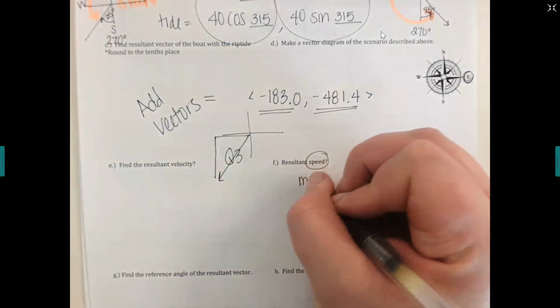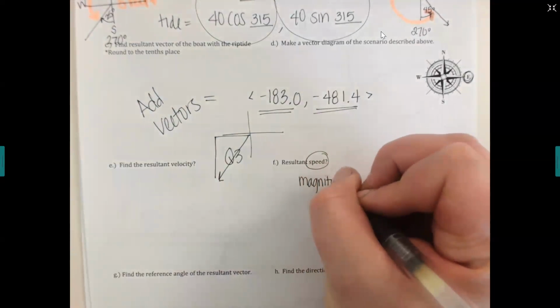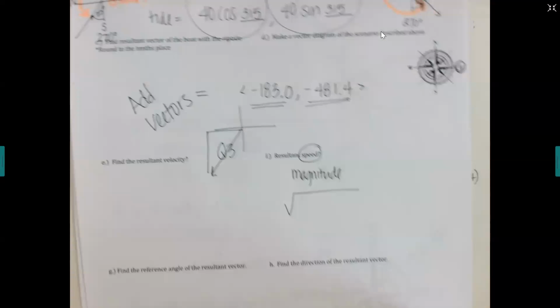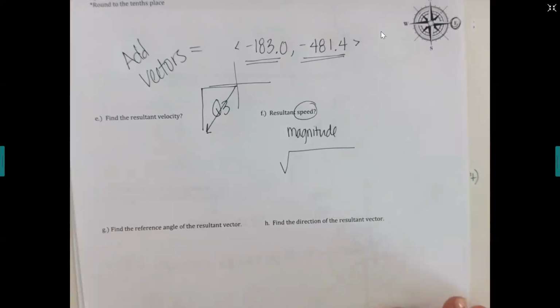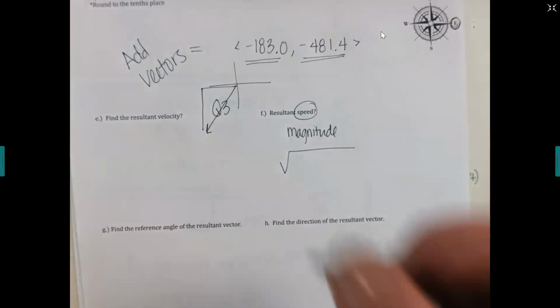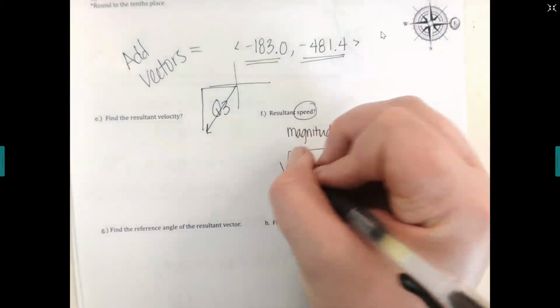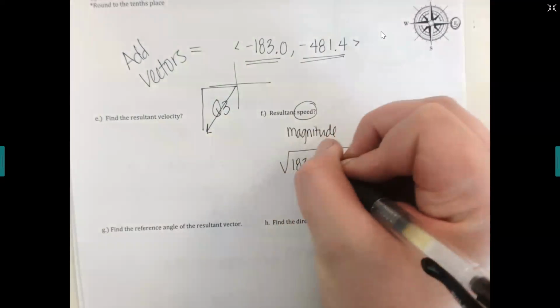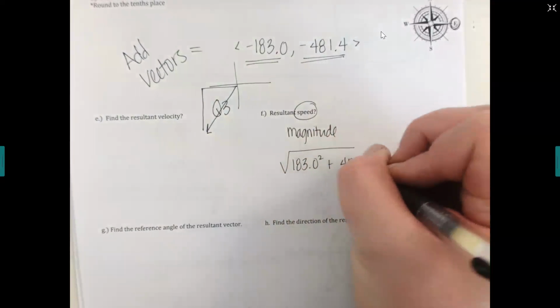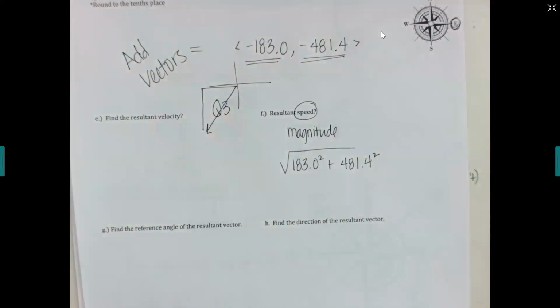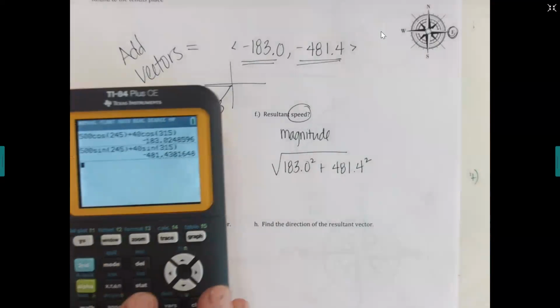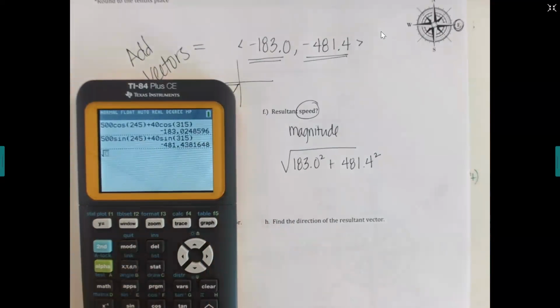Remember, speed is the same as magnitude. That's a squared plus b squared, then take the square root. Do I need the negatives for magnitude? No. Okay, because when you square, the negatives are going to fall off anyway. So 183 squared plus 481 squared.